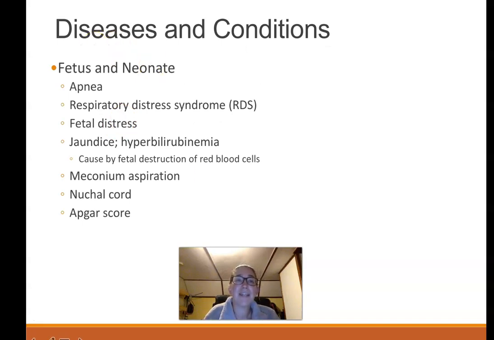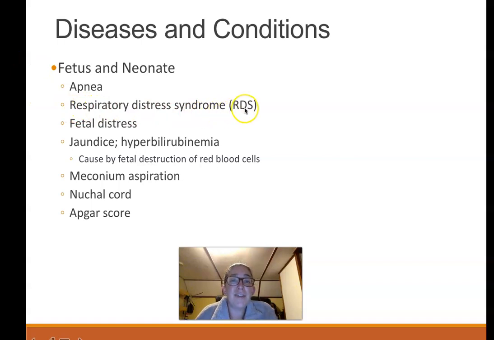Some conditions affecting the fetus or the newborn, the neonate. Apnea: when the baby first comes out, if they're not breathing, we say they are apneic. Sometimes this happens in the first few minutes of life, they haven't breathed yet. They were in utero, getting all their oxygen from the umbilical cord. Sometimes it takes a little rub down, a minute for them to get their first breath in. So apnea can be very temporary and not lead to any negative consequences.